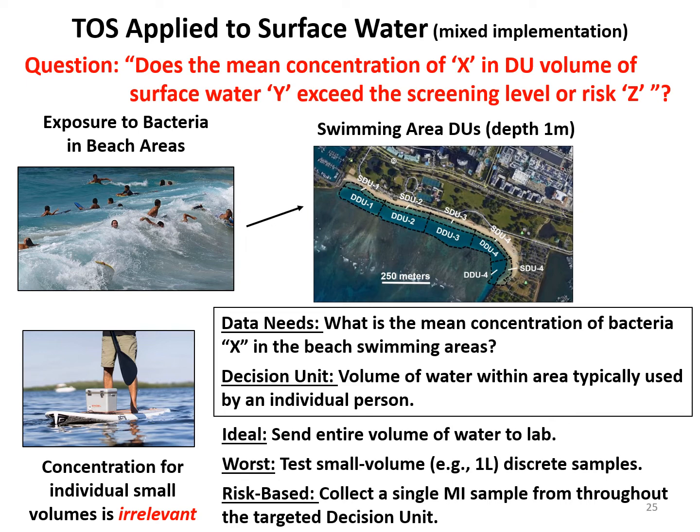Ideally, again, we'd collect this entire volume of water from each one of these DUs and send it to the laboratory for testing. The worst thing you can do is just go up and grab a random jar full of water from a single point within those areas. What's the chance you're actually going to represent that area in general is pretty much nil. From a risk-based standpoint, you can collect a single multi-increment sample from throughout the area and depth of the targeted decision unit. And again, this is the same for all media, concentration of individual volumes of water. The concentration of contaminant is irrelevant.